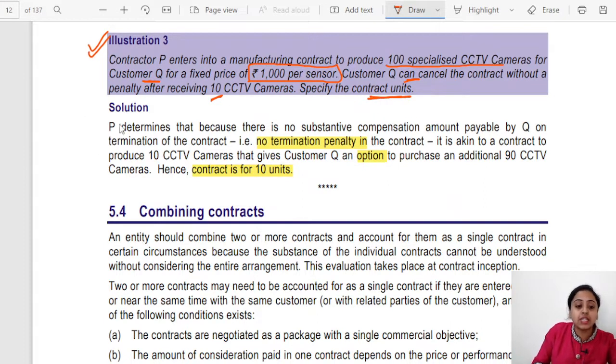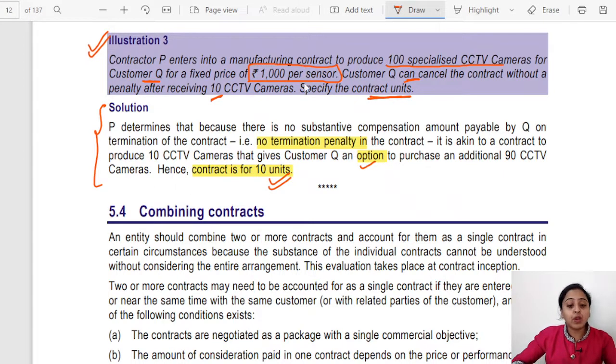See, read this answer, you will get a better understanding. P is the seller. Okay, P determines that because there is no substantive compensation amount available from Q on termination of the contract, that is, no termination penalty in the contract, it is akin to a contract to produce 10 CCTV cameras that gives customer Q an option to purchase an additional 90 CCTV cameras. Hence, the contract is only for the 10 units.